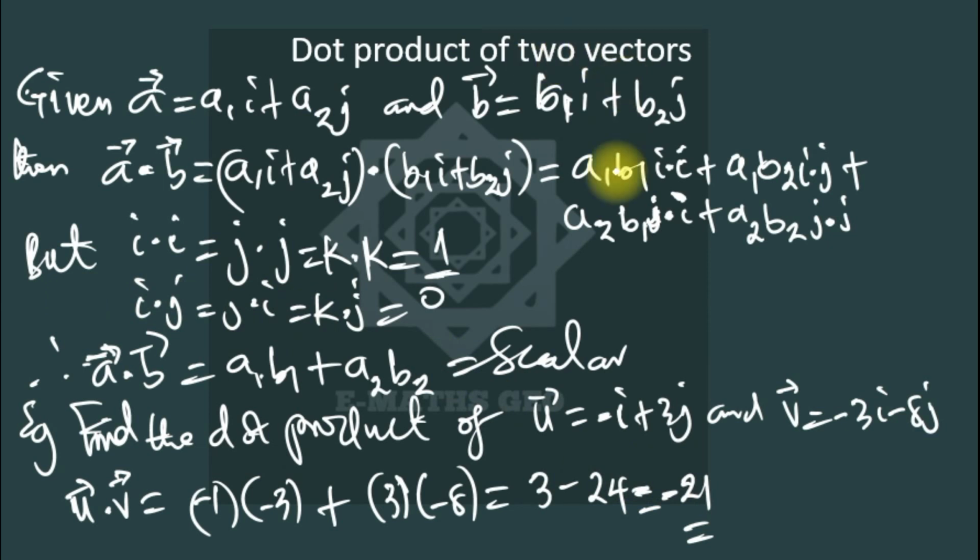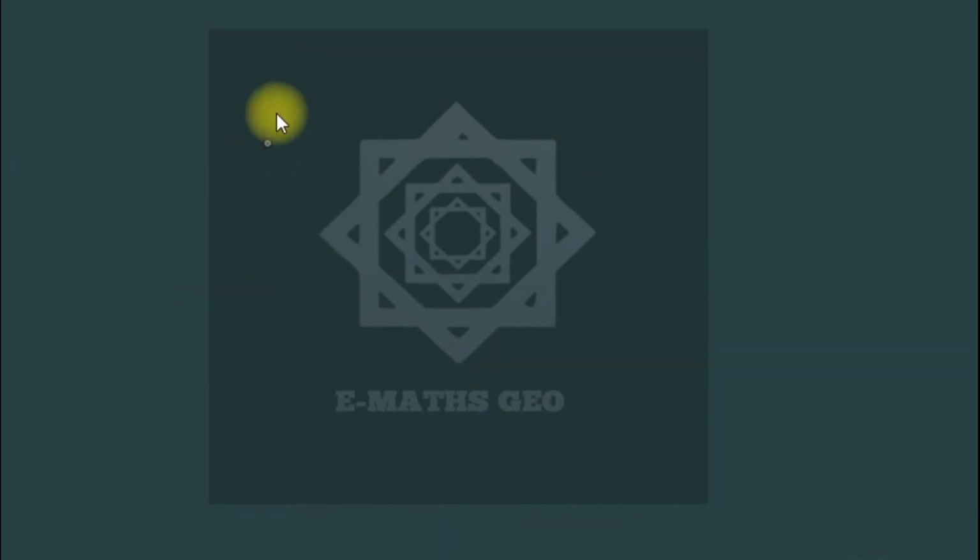So that's it. The next one is the angle. It is simple because our target is to use it to get the angle between two vectors. But before then, there are some properties of dot product we need to know. So we have some properties of dot product.